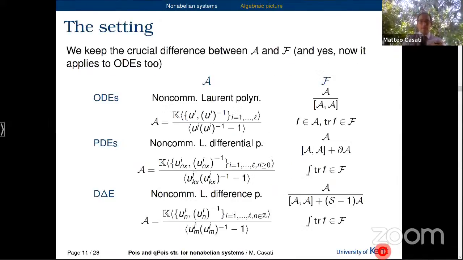And the idea is as follows. First of all, we need, as I briefly mentioned, to distinguish between the space where fields or functions live, which is the space A of densities of local functionals, and the space of observables, so the space of local functionals. The formal way to see it, of course, depending on whether you're dealing with ODEs, PDEs or differential difference equations, the spaces are different, but are always of the form free algebra, quotiented maybe according to some relation.